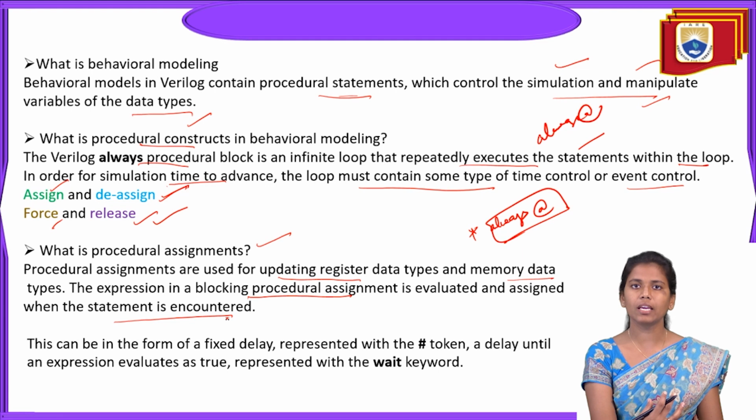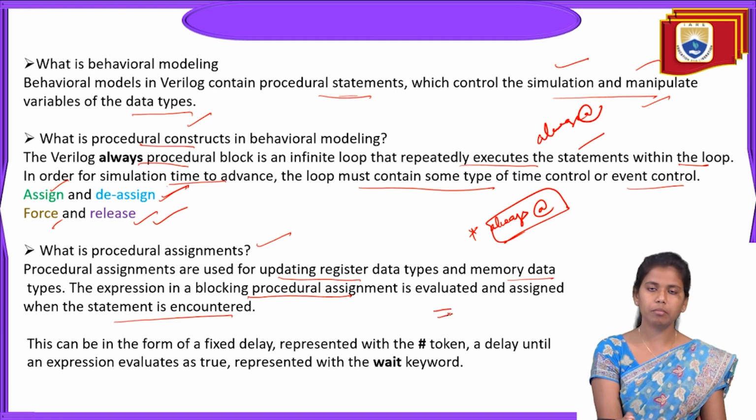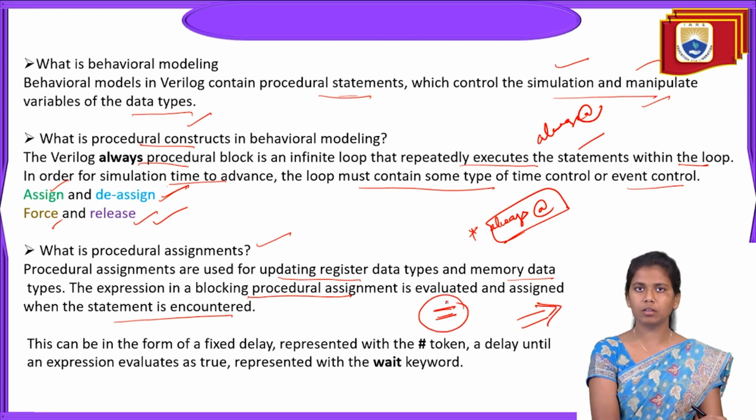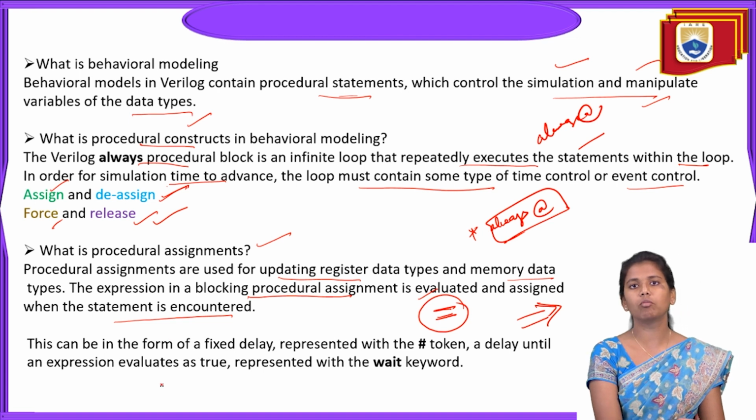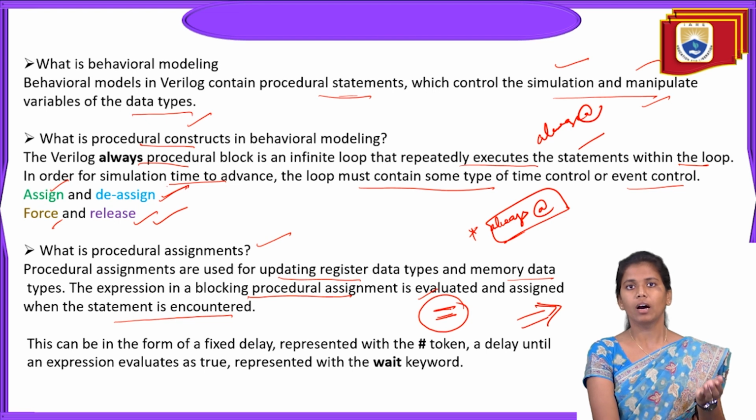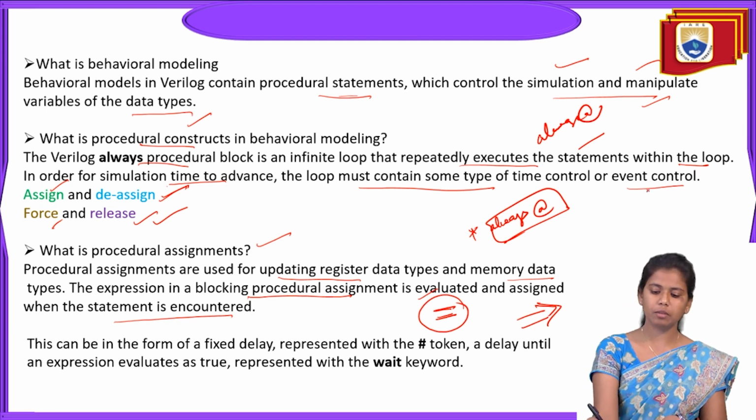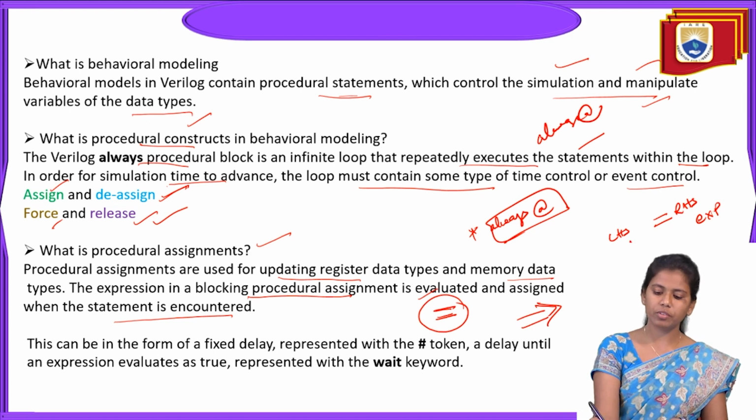Basically, blocking statements are represented with the equal to symbol, and non-blocking statements are represented with the other symbol. In the blocking procedural assignments, these assignments are evaluated and assigned when the statement is encountered. When you encounter a blocking statement, it can be evaluated. This is the assignment operator, and on the RHS we have the expression, and on the LHS we have the variables.